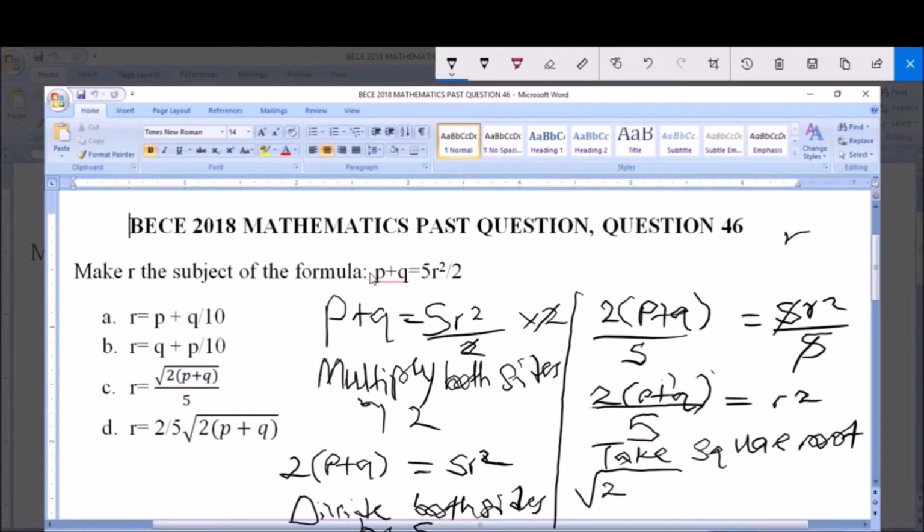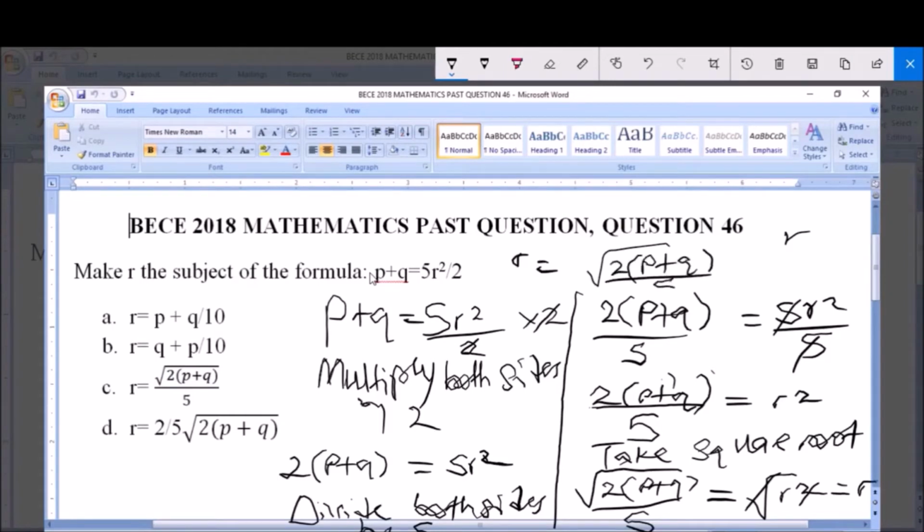Square root of 2 into P plus Q all over 5 is equal to the square root of R squared. Now the square root cancels the square, giving you R. So therefore we say R is equal to the square root of 2 into P plus Q close brackets all over 5. This is the answer.